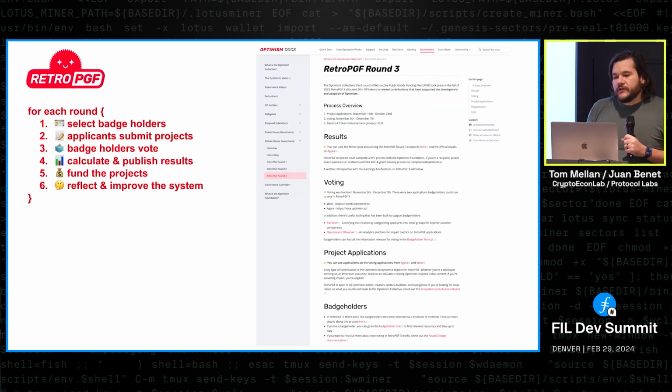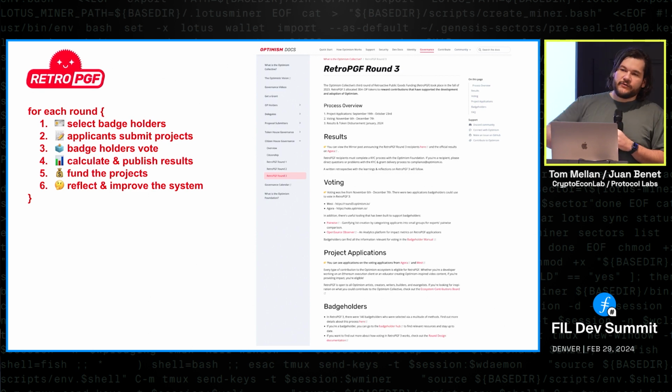The round structure, you can think of it as there's a period for impact, but when you're going to run the actual process of evaluating the results, you first start by selecting a set of badge holders. Then project applicants submit projects. Then badge holders vote on those projects. Then you calculate and publish the results. You fund the projects, and after that, you reflect and improve the system for the next round.